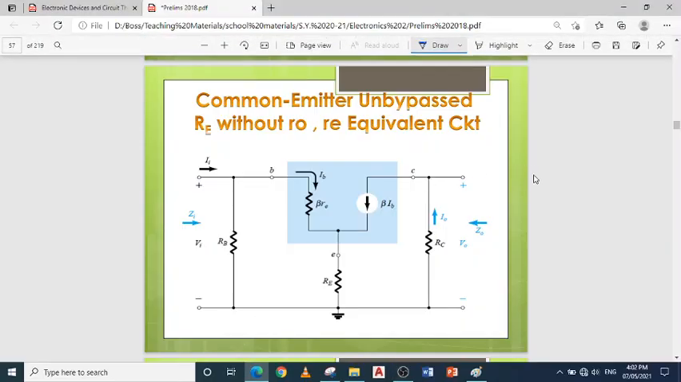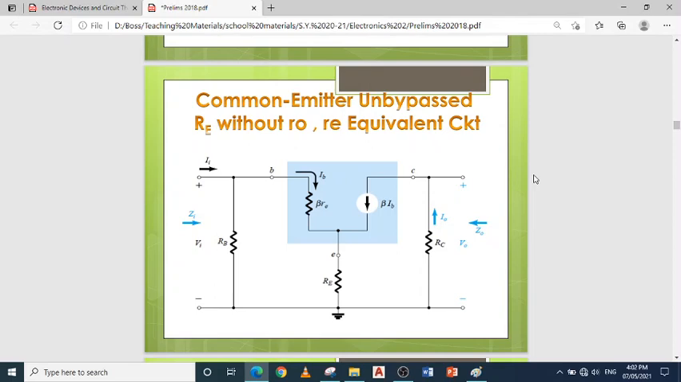Okay, so next topic is the common emitter unbypassed RE without RO. If you watched my video earlier, in the second part of our solution, we already included RE, right? So, without RO. In our solutions, consider RO as infinite, meaning we will not consider it for now. Okay?